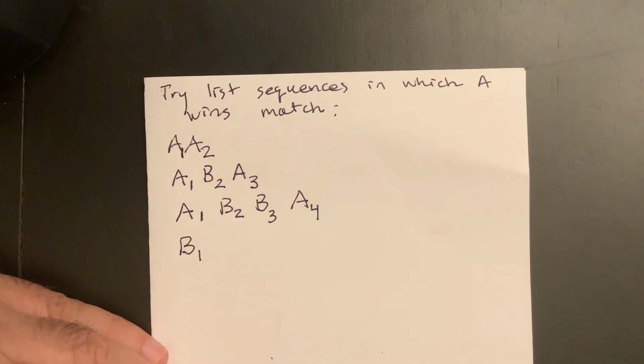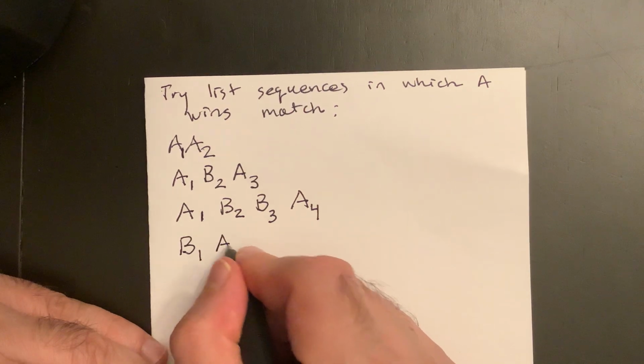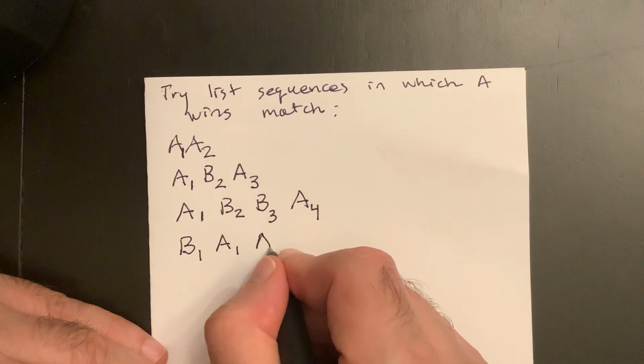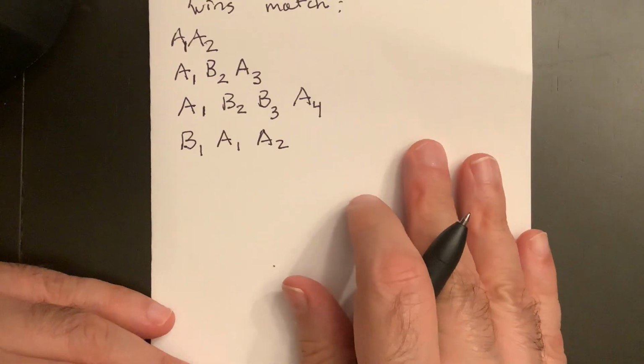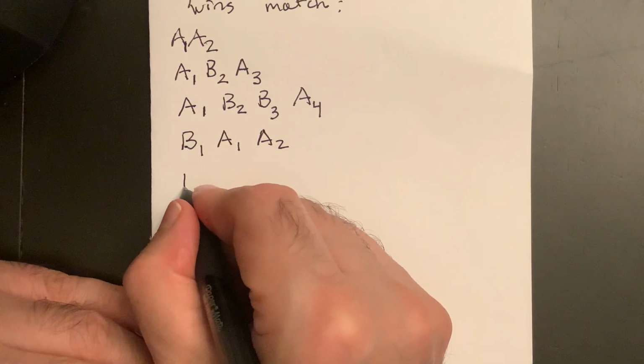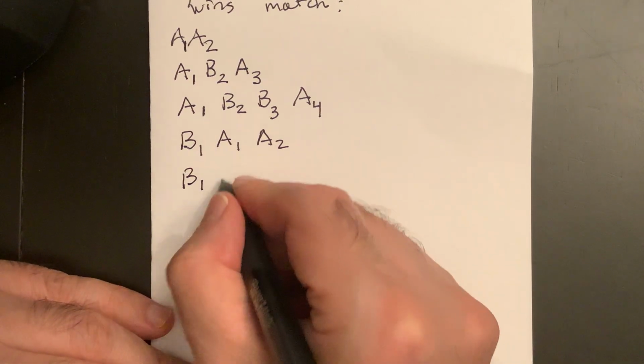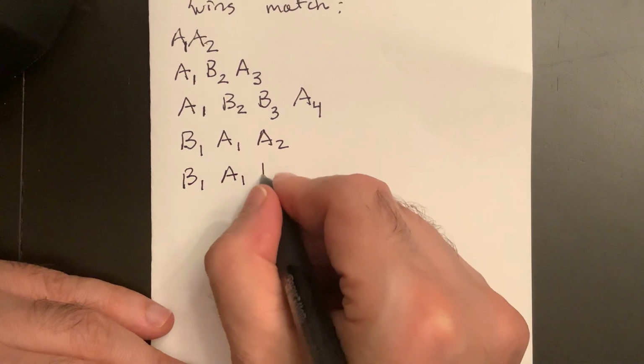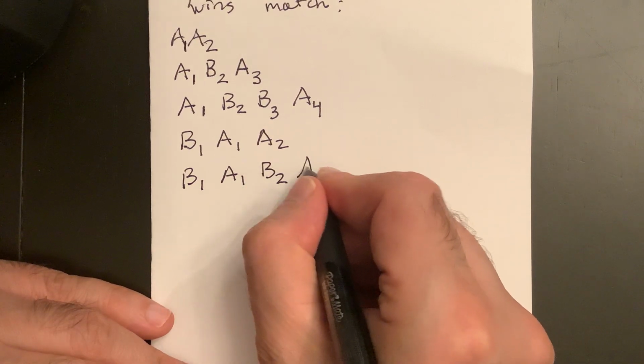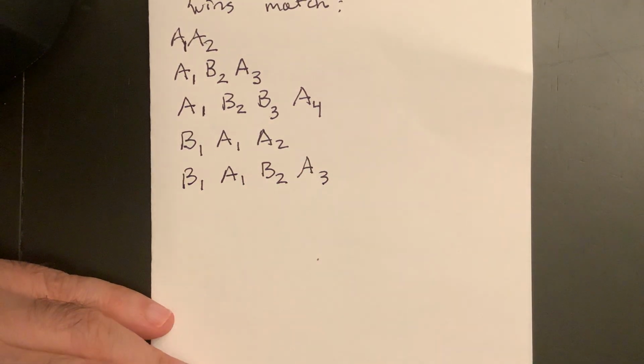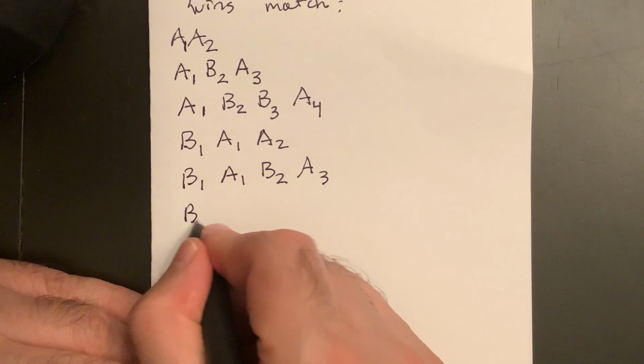B could win this one, right? Then A could win this one. A could win this one. What else could happen? B could win this one. A could win this one. B could win this one. A could win this one. All right, let's see. How many others are there? This is getting ridiculous. So B could win this one.